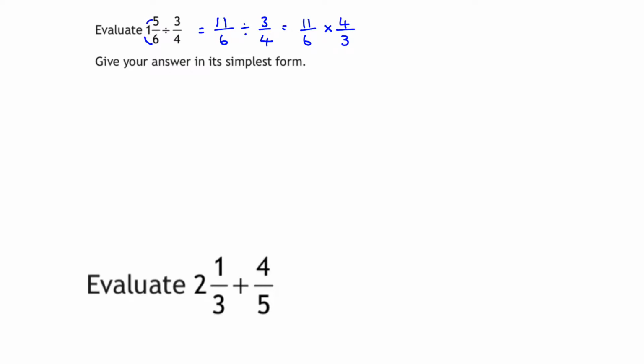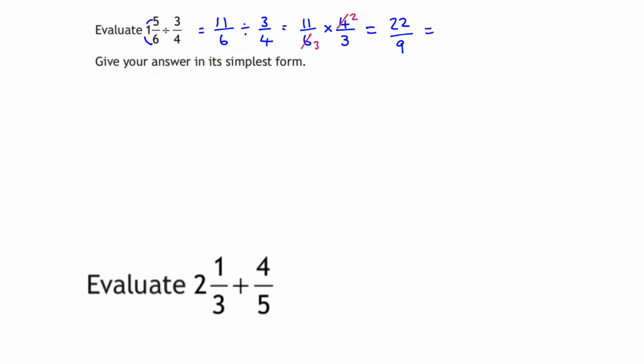Okay, and if there's any simplifying that can be done, you can do it across your multiplication sign, and we can see that the 4 and the 6 are both in the 2 times table. So there's 2 of them in 4 and 3 of them in 6. So we've got 11 times 2 is 22. 3 3s are 9. So we've got 22 over 9. That fraction won't simplify, but we can write it as a mixed number. It doesn't tell us to, but it doesn't tell us not to.